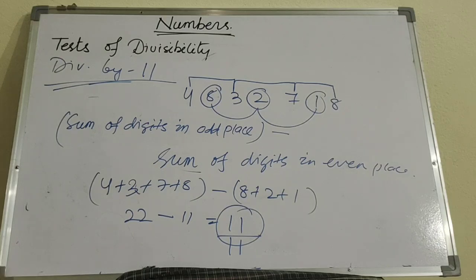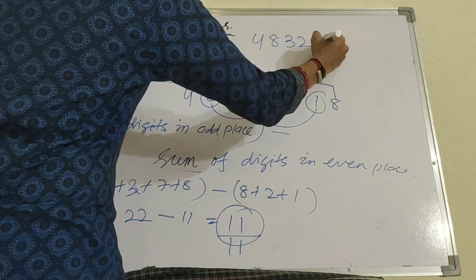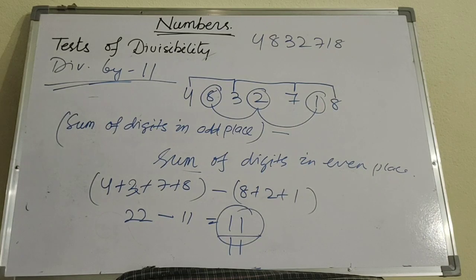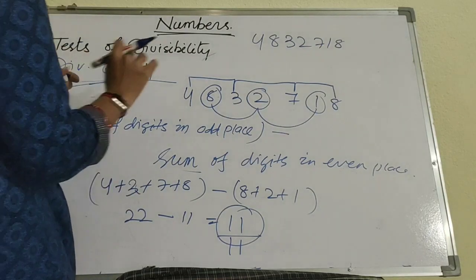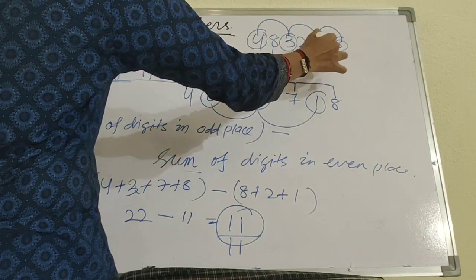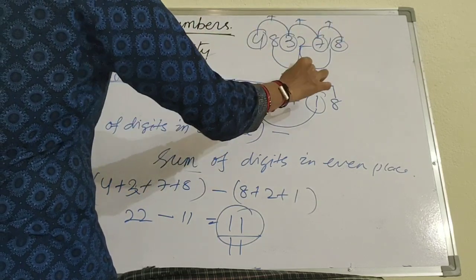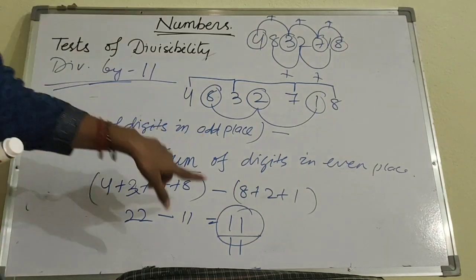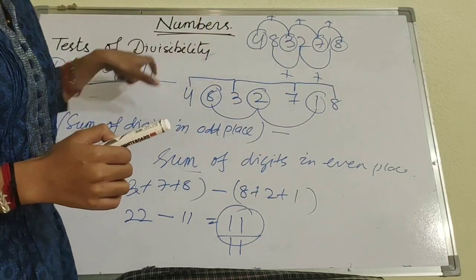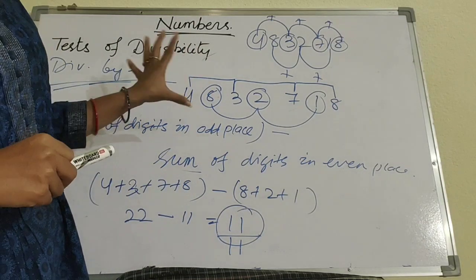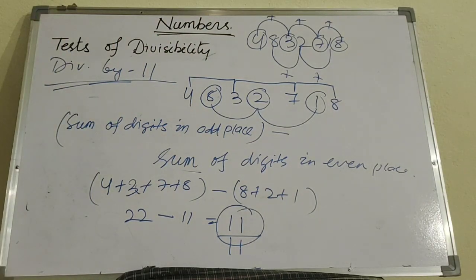Let me explain this again. Suppose this is the number 4832718. We need to check whether it is divisible by 11 or not. For that, first we find the digits in odd places and even places, and separate them. We add the odd place digits, add the even place digits, and finally subtract one from the other. If the result is divisible by 11, that means the number is divisible by 11. Suppose here the answer is 10. 10 is not divisible by 11, so in that case the number cannot be divisible by 11. Hopefully you understood.